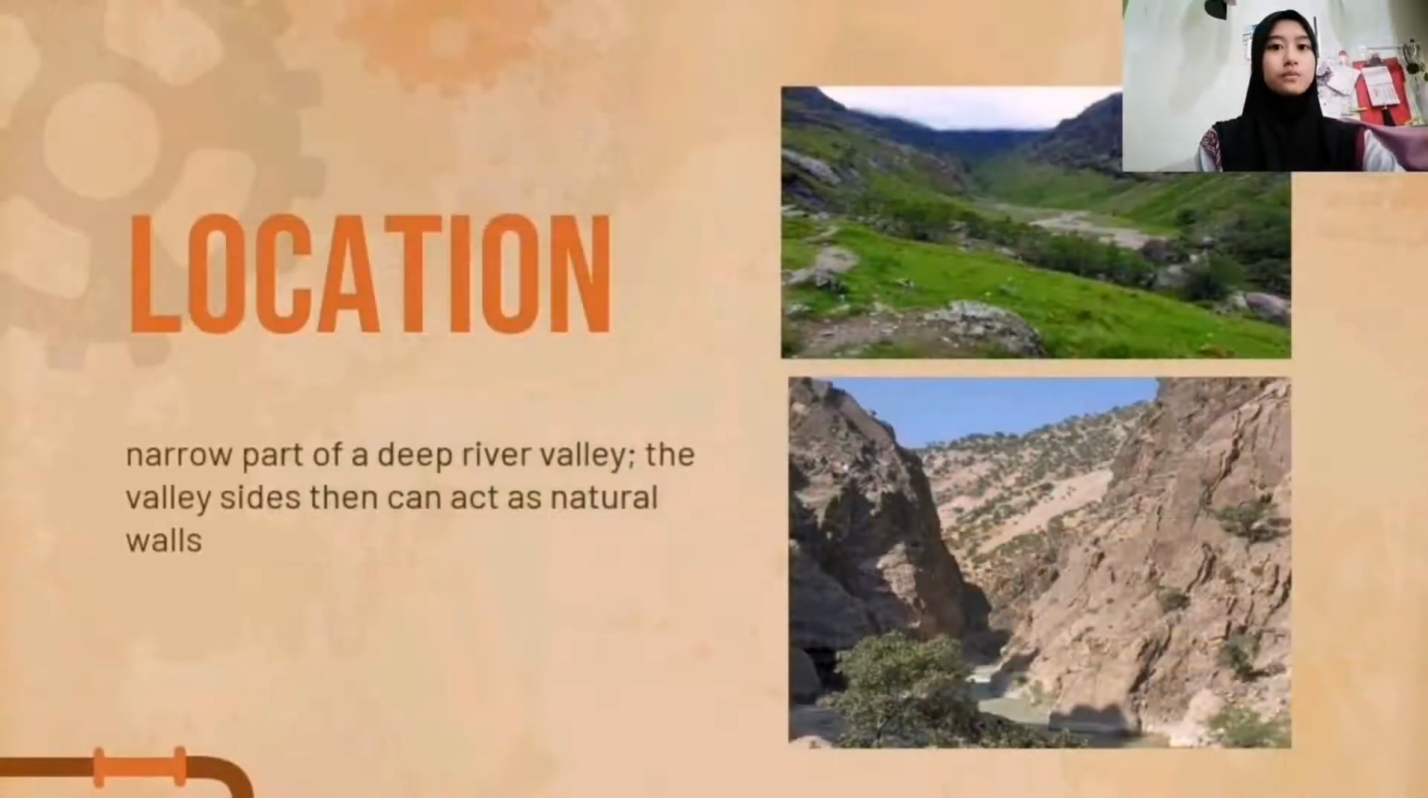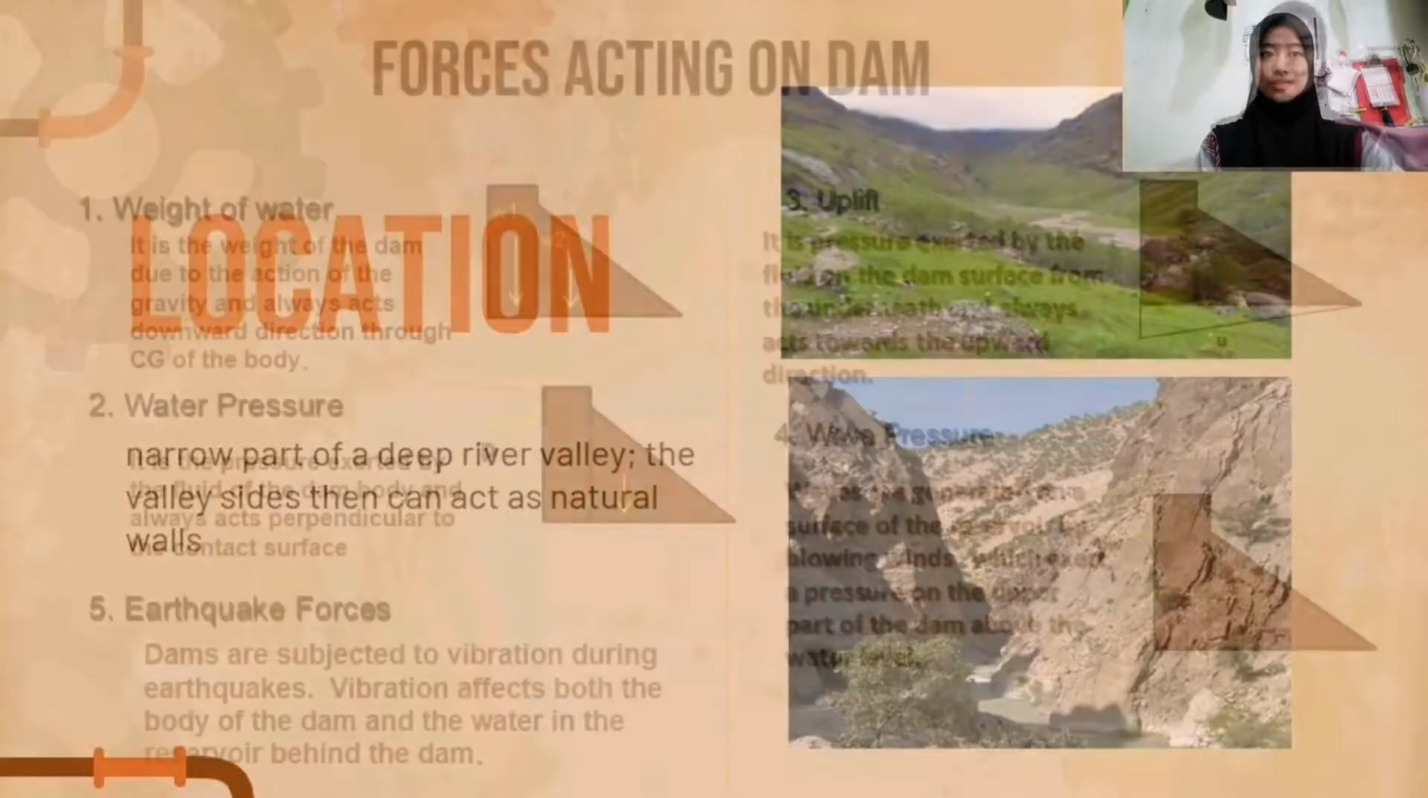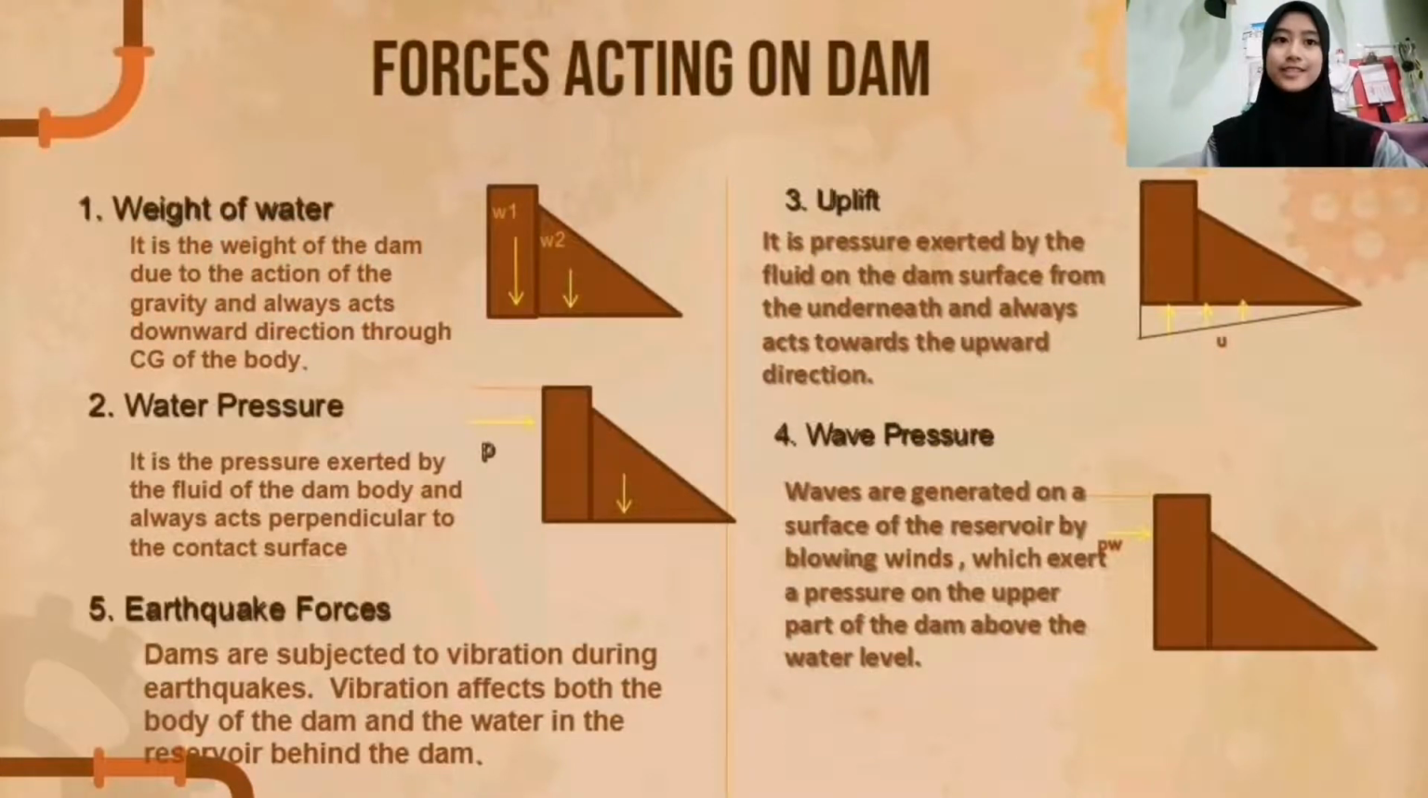So, one of the best places for building a dam is at a narrow part of a deep river valley. The valley sides can act as natural walls. There are five forces acting on them. First is weight of water.